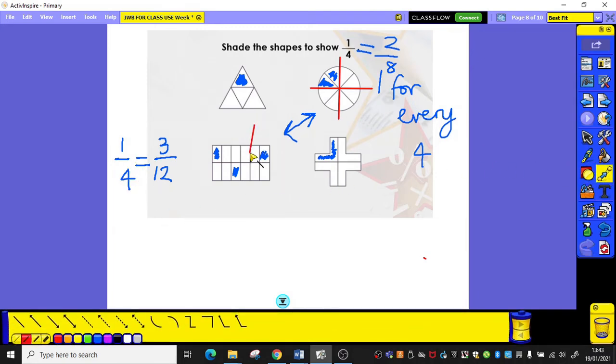Just in case you can't see how I've split that into the 4 pieces each time, here we can see that I'm thinking of 1 for every 4. And if I was to divide the cake up like this, here I can see 1 for every 4 and 1 for every 4 down here.